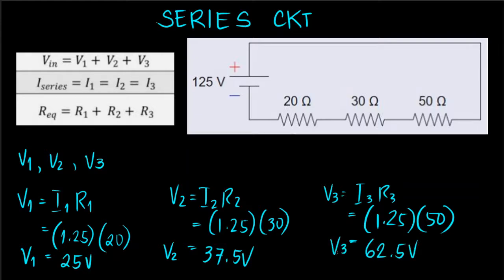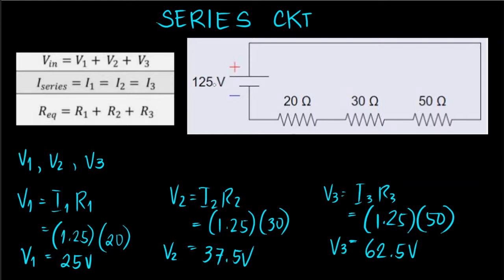Okay, so now we have the voltage drop along each of our components. And to make sure your answer is correct, go back to our table, where the total of our voltage drops should equal our source voltage.